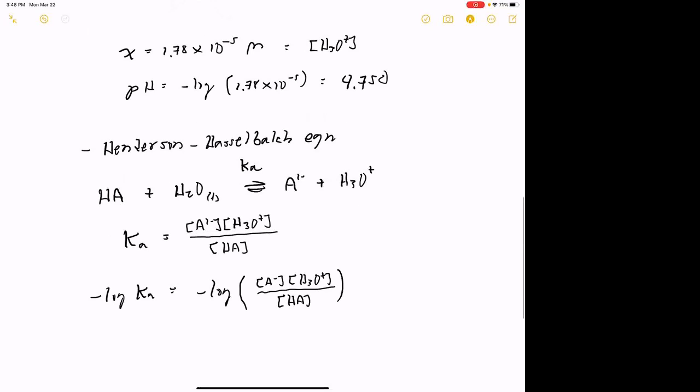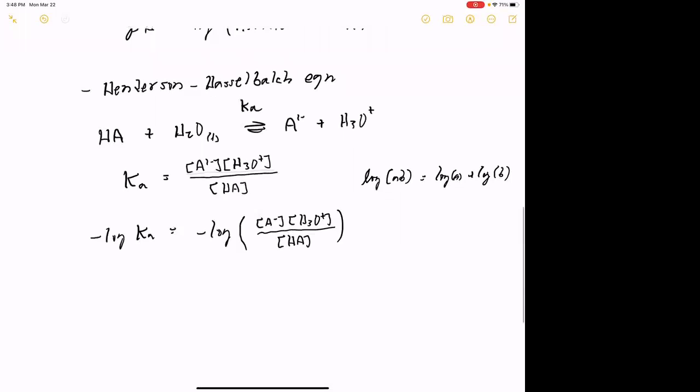Now what we're going to do is use that log rule. Remember where I can say that the base 10 log of AB is equal to the log of A plus the log of B? Remember seeing that? So I'm going to use that here. I'm going to distribute that log throughout and break those two terms up on the right.